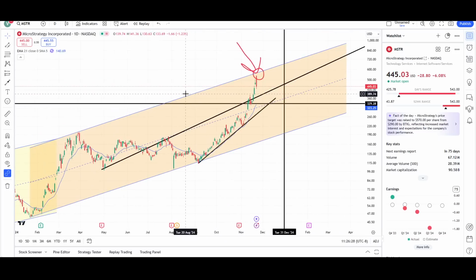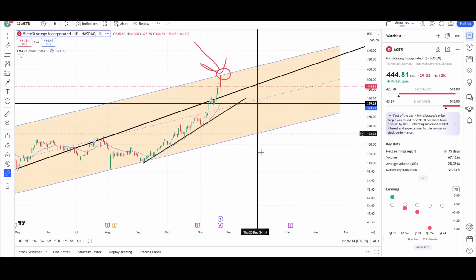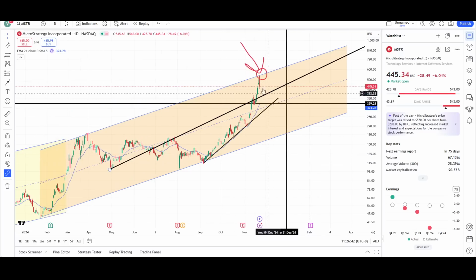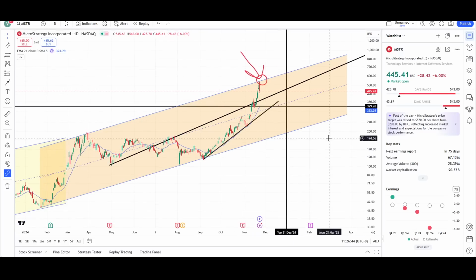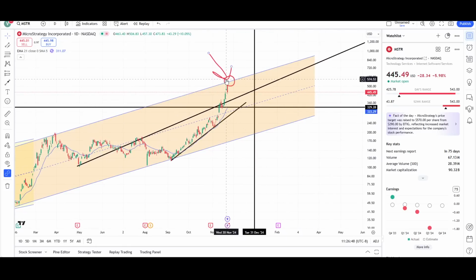So again, it looks like the channel could be drawn a little bit lower, and that would make more sense because that's where we got rejected from today. We could still continue higher. I don't want to say this is a top. I mean, it's a very low probability of picking a top. All I'm saying is that this is not a good sign for the bulls in the short term. Most likely, we will probably see continued selling and price pulling back. And then we'll go from there, right?